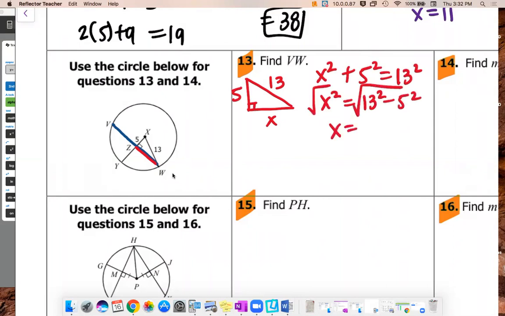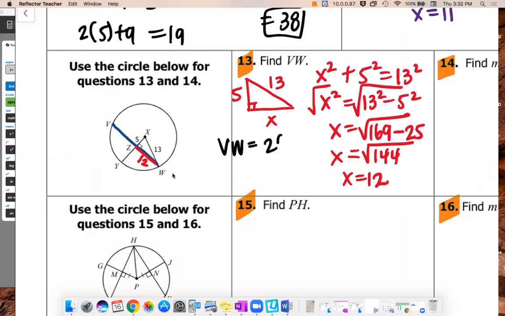And then you guys should hopefully know how to plug that in, but let's just do it. 13 squared is 169, 5 squared is 25. If I do 169 minus 25, it's 144. So then you're going to get x is equal to 12. So that means this little part is 12. So then to get the entire VW, I double it. So 2 times 12, which is going to be 24, is going to be your final answer for that one.